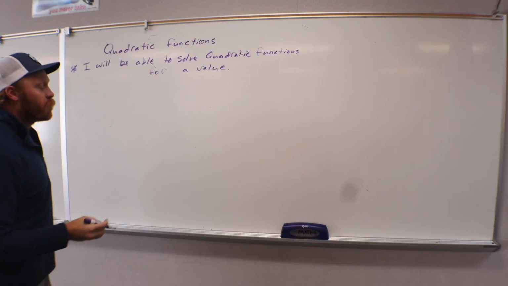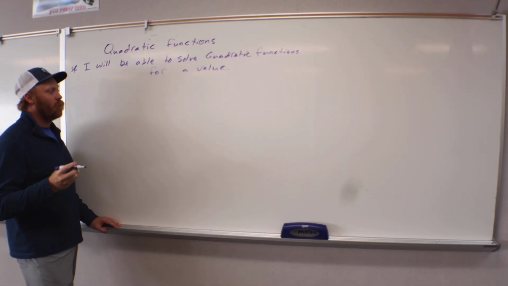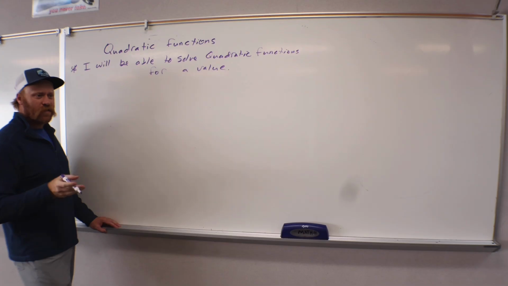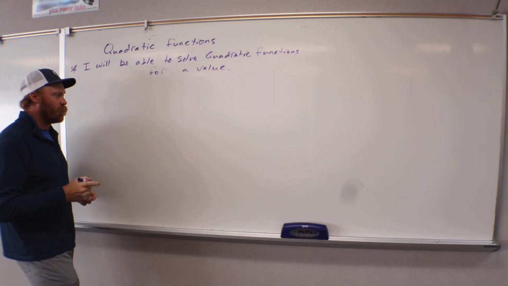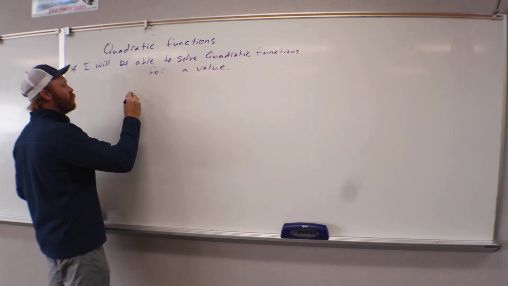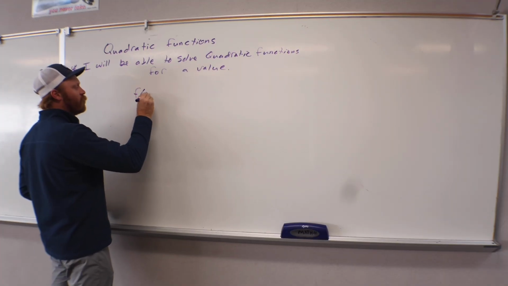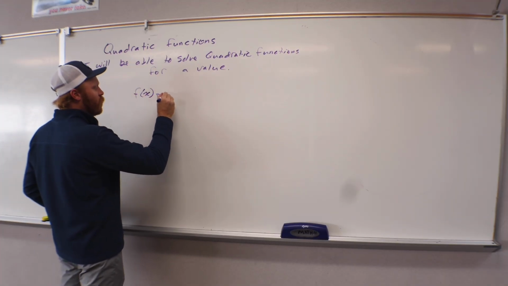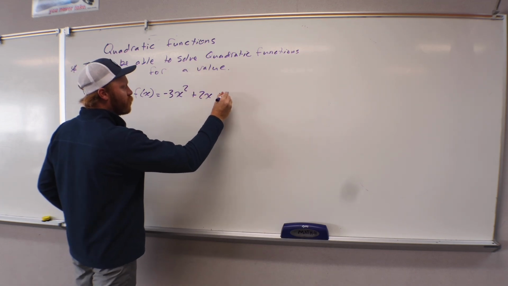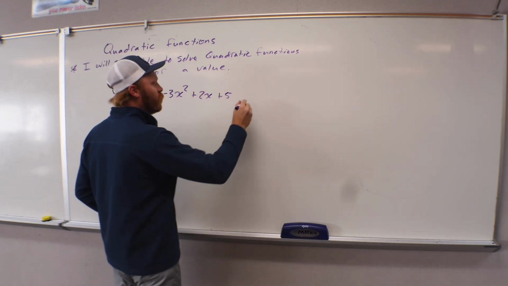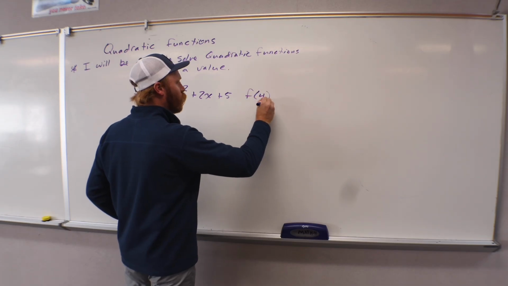Okay, we'll go over a couple different functions. That way we can see some of the nuances of what's happening. We'll start off with the basic one and then we'll build it up a little bit from there. So let's say we start off with something like f of x equals negative 3x squared plus 2x plus 5, and we want to compute f of 4.